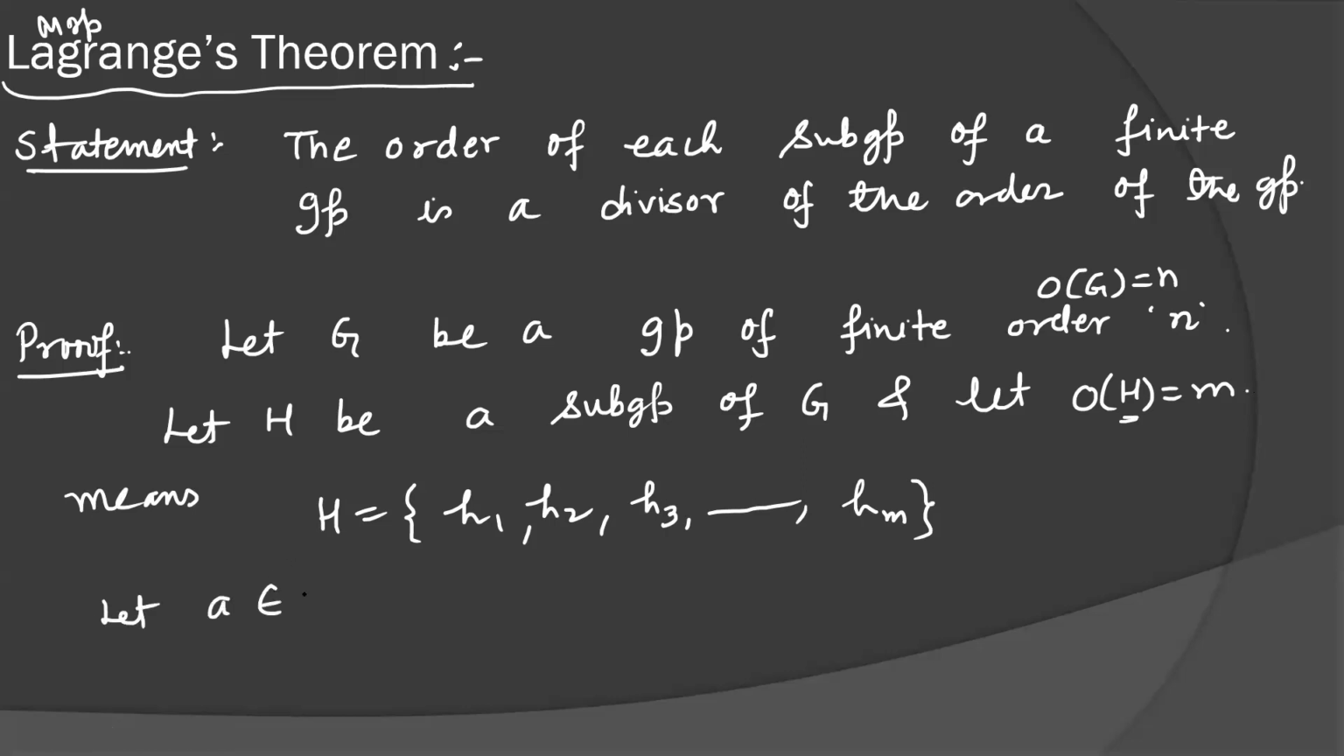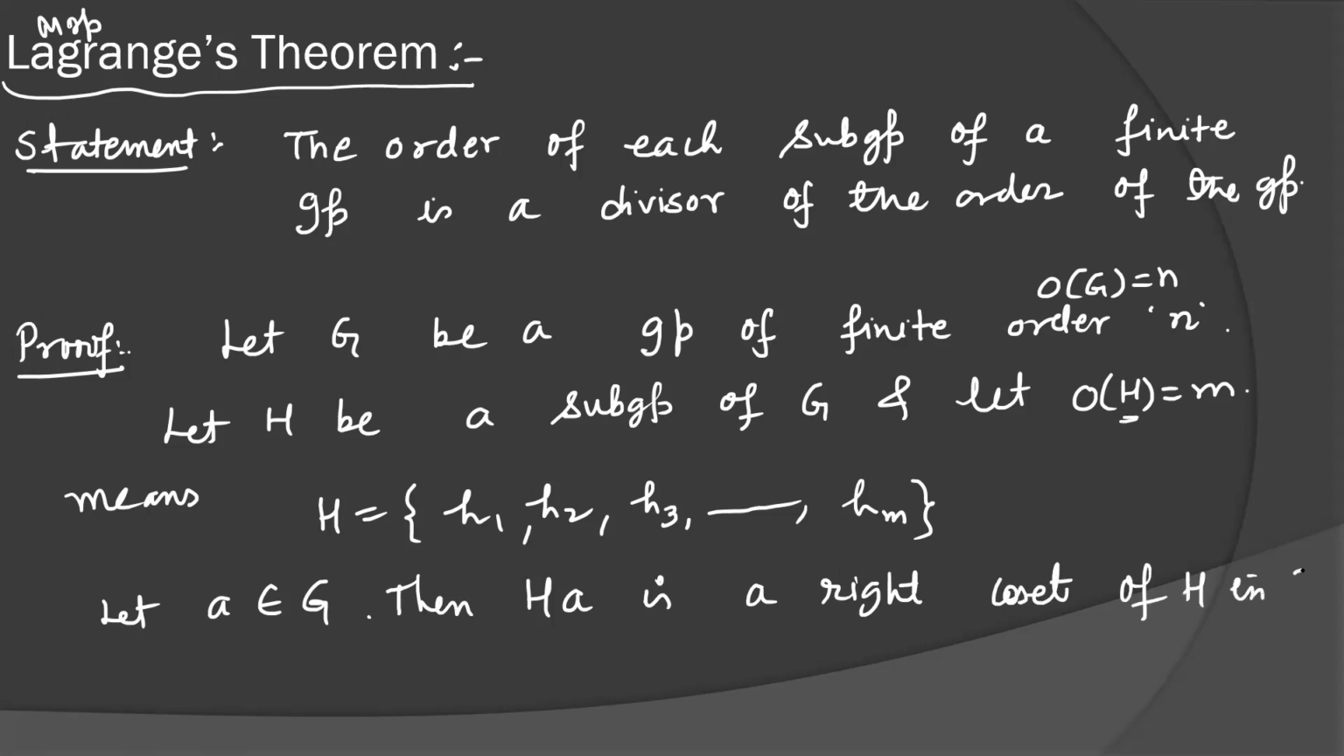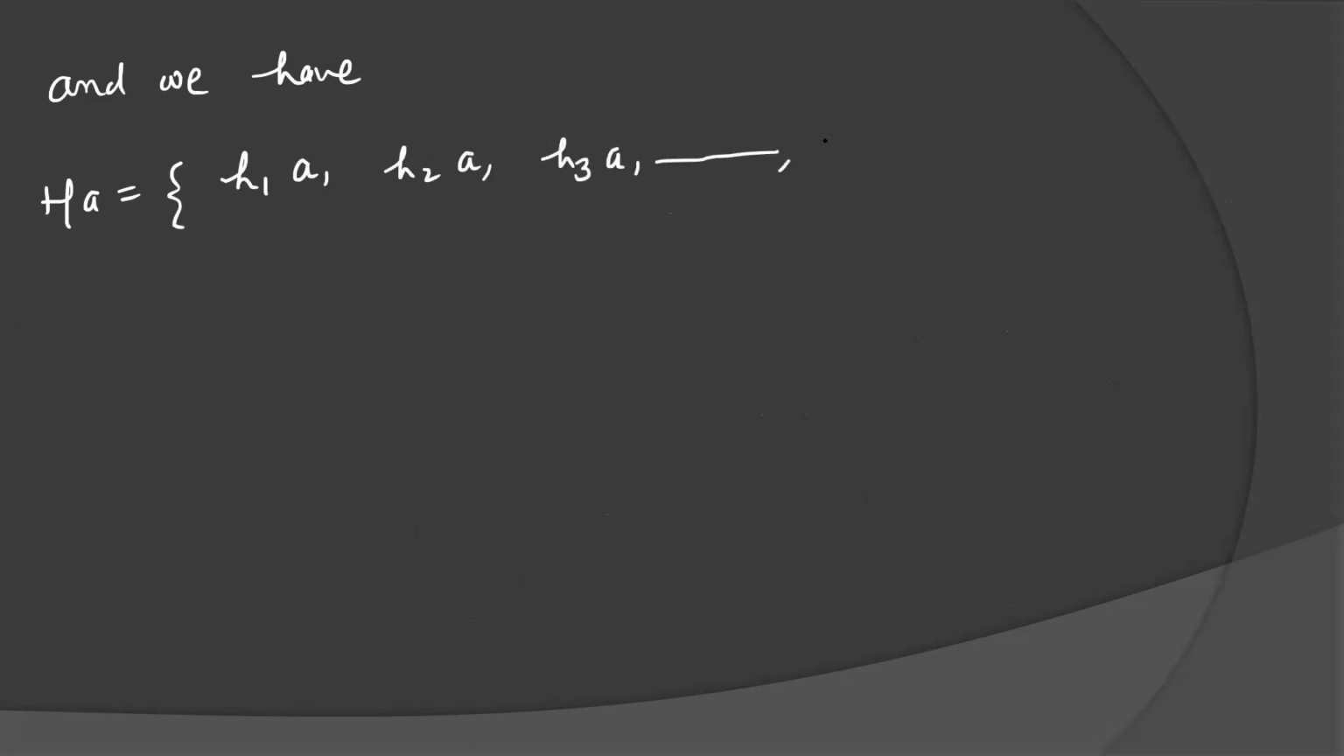Let A be any element in group G and we want to find the cosets here. Then H into A is a right coset of H in G, and what will be the definition of H into A? It will be equal to multiplication with every element: H1A, H2A, H3A, and so on, HMA.